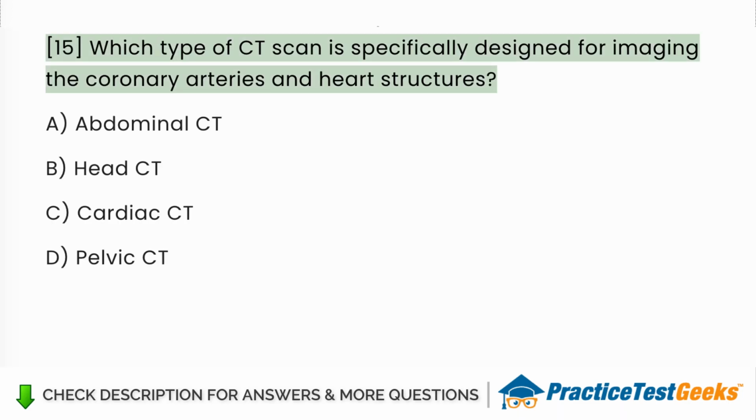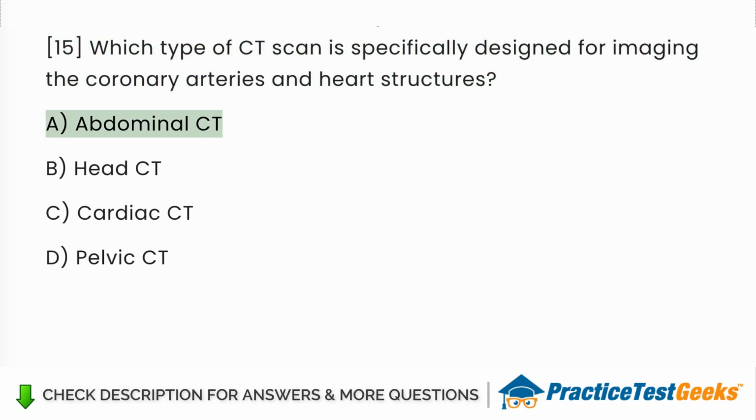Which type of CT scan is specifically designed for imaging the coronary arteries and heart structures? A. Abdominal CT. B. Head CT. C. Cardiac CT. D. Pelvic CT.